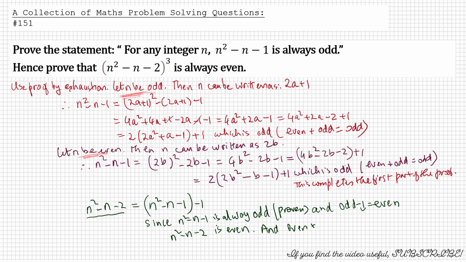And even multiplied by even would be even. So if n square minus n minus 2 is even, then squared would also be even, cubed would also be even, any power, because it's always being multiplied by another even number, and even times even would always give you even. So therefore n square minus n minus 2, and if I were to write cube, is even. I think we did the proof.